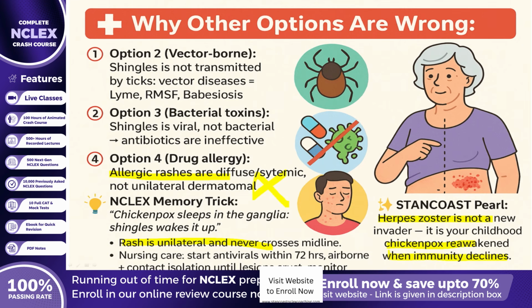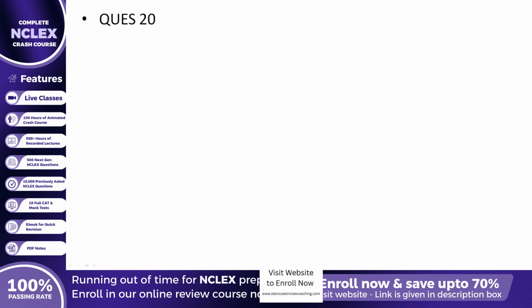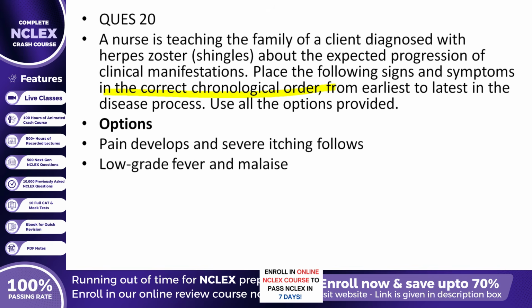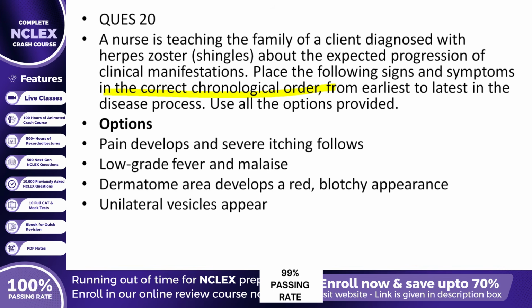Let us now move forward with another NCLEX practice scenario that focuses on herpes zoster, also known as shingles. The nurse is teaching the family of a client diagnosed with this condition about the expected progression of clinical manifestations, and the task is to arrange the symptoms in the correct chronological order. Here are the options to consider. Option 1: pain develops and severe itching follows. Option 2: low-grade fever and malaise. Option 3: the dermatome area develops a red blotchy appearance. Option 4: unilateral vesicles appear. Option 5: scarring or permanent skin discoloration is noted. The correct order to remember is 2, 3, 4, 1, 5.